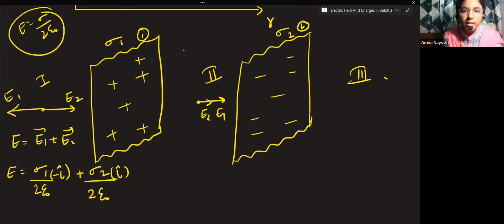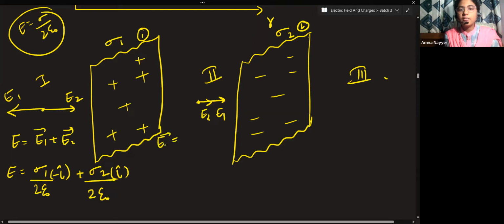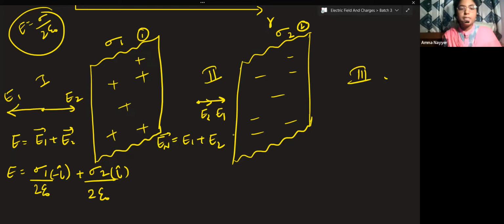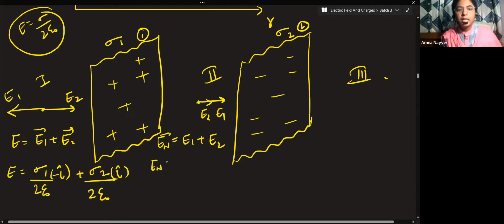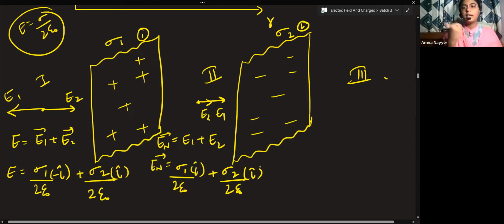Now is this clear? This was E2, which was missing. Both of them are pointing in the same direction. So the net electric field that you get is E1 plus E2. E1 will be sigma 1 by 2 epsilon naught, and this will be i cap because this is pointing in the right-hand side. And this will be sigma 2 by 2 epsilon naught, again pointing in i cap.